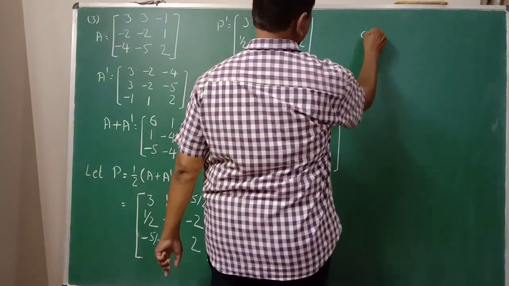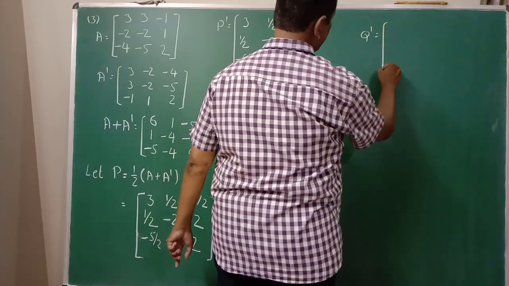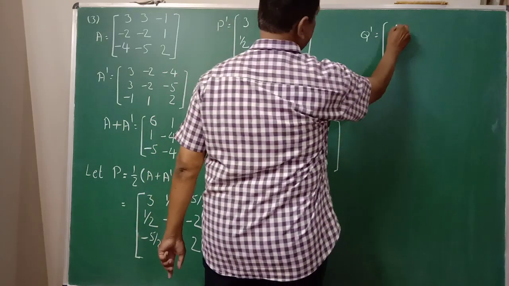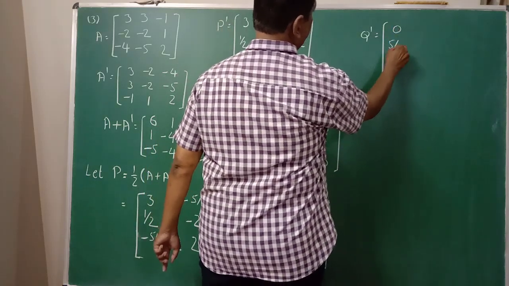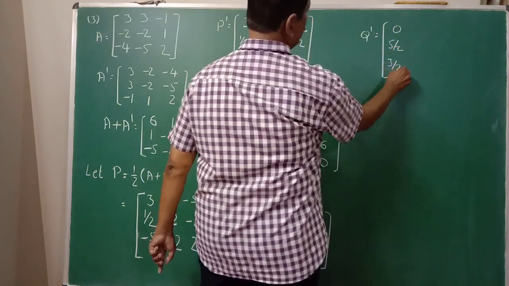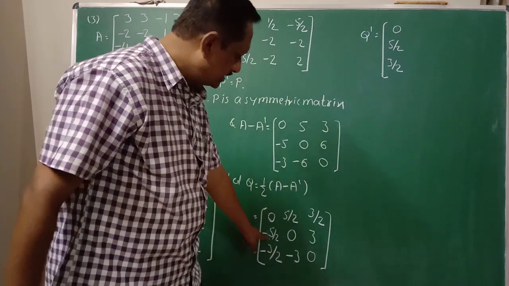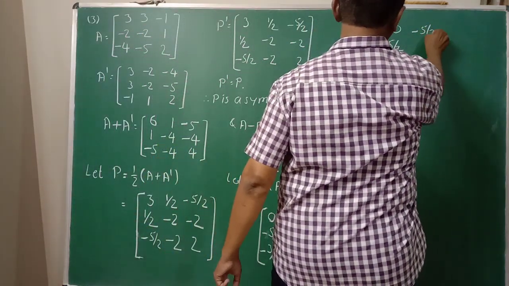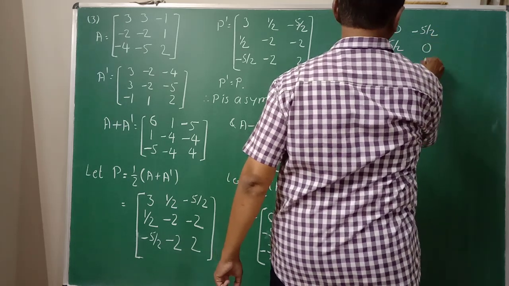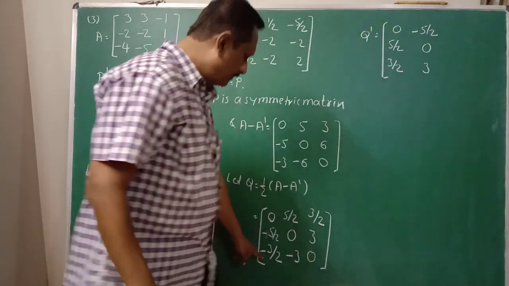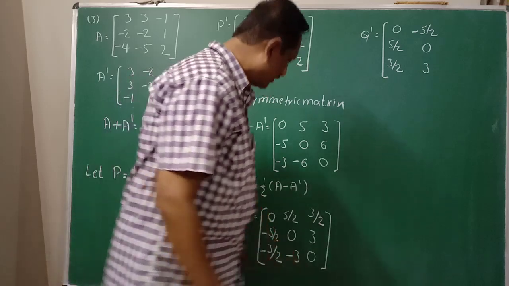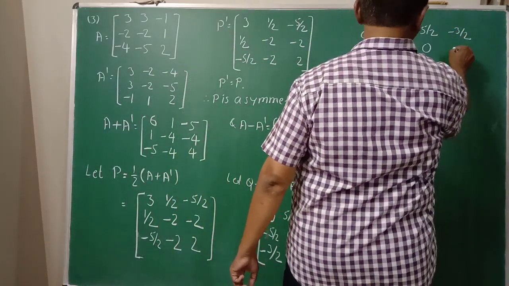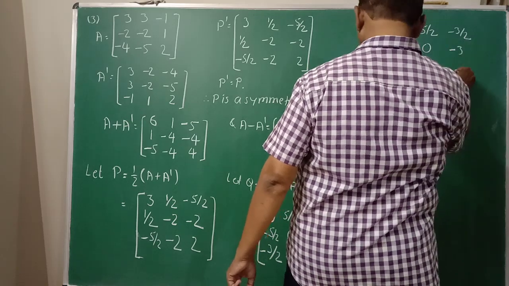Hence Q dash is equal to 0, 5 by 2, 3 by 2. So 0, 5 by 2, 3 by 2, write in the column. Minus 5 by 2, 0, 3. Write in the column here. Minus 5 by 2, 0 and 3. Then minus 3 by 2, minus 3, 0. Minus of 3 by 2. Then minus of 3 here.